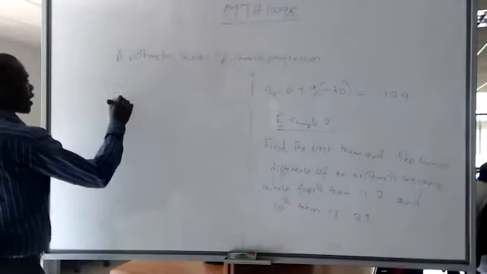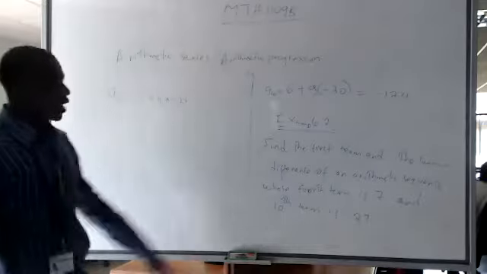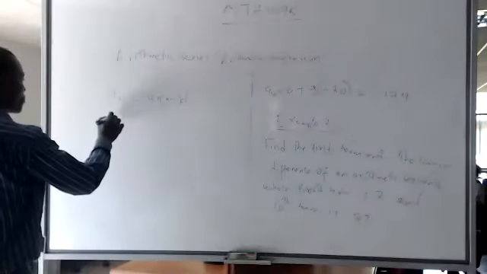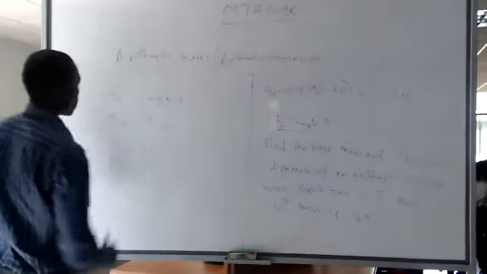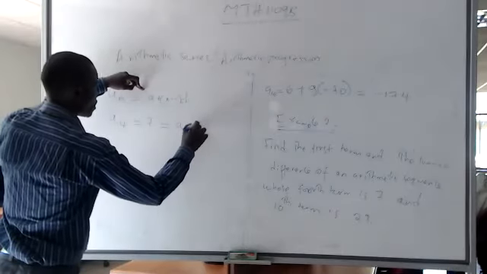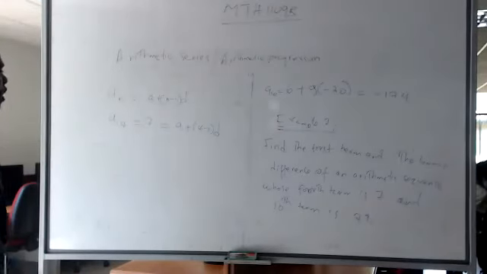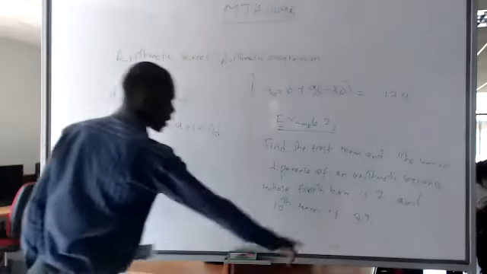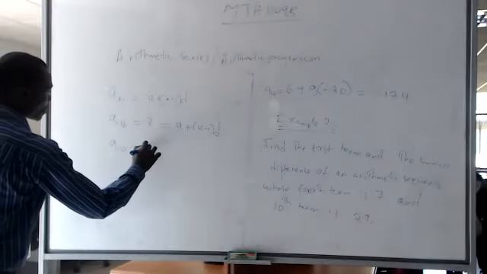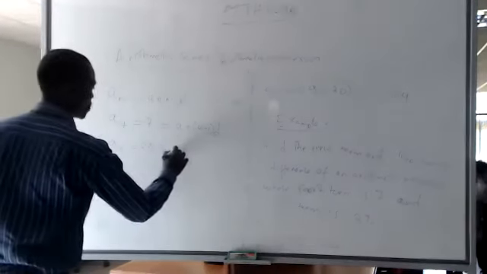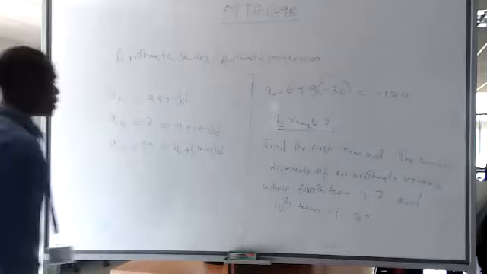So we know that an should be a plus (n minus 1) times d. Now we have the fourth term, so a4 is 7. But to get a4, I need to compute a plus (4 minus 1) times d. I just replaced what I have in the formula; n is 4. And then the 10th term is 29. So a10 is 29, which you can get by computing a plus (10 minus 1) times d.